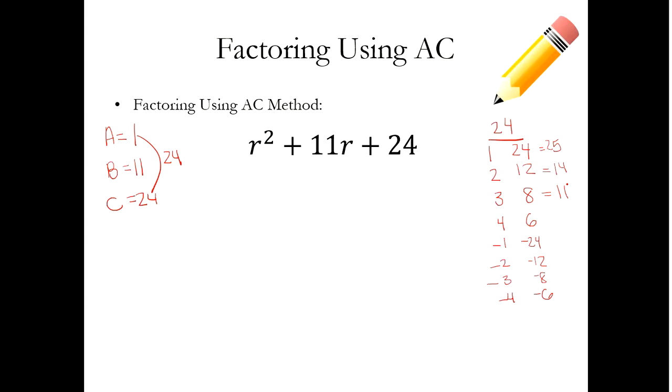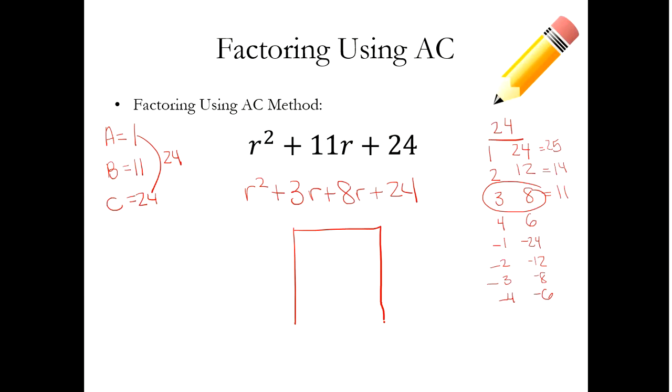3 plus 8, that gets me 11. So it looks like 3 and 8 are my two numbers that make 11 when I add, but multiply to get me 24. So let's expand that middle term. So it looks like 3r and 8r, because remember, 3r's plus 8r's is 11r's. Okay? Now we can box method.